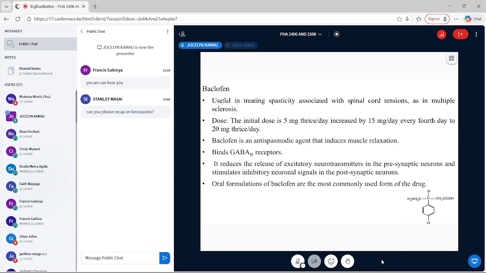The chlorophenyl group enhances the lipid solubility of baclofen, as we've already said, aiding in its ability to cross membranes. The carboxylic acid is crucial for the drug's interaction with the receptor. So both the amino group and the carboxylic acid, I think these things are obvious.